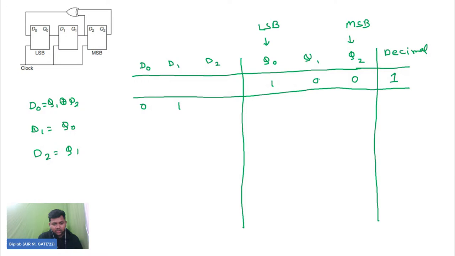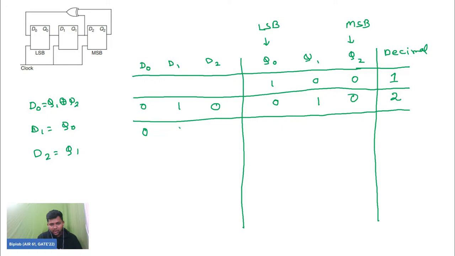Now what will be the output? The output will be just copied: 010. What is the decimal value of this? This is nothing but 2. Now D0 is Q1 XOR Q2. Q1 is 1, Q2 is 0. So 1 XOR 0 is 1, which is D0. Then D1 is Q0, that means 0. D2 is Q1, which results in 1. Then what will be the output? 101. The decimal value is 5.